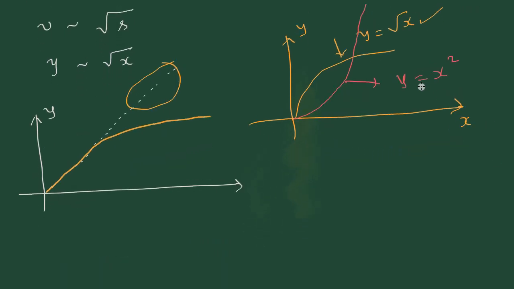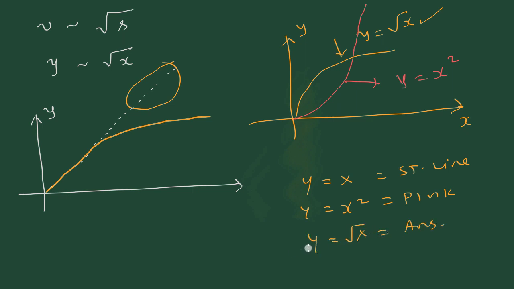Any graph which is looking like a pink color is wrong, and any graph which is looking like a straight line, you cannot have a straight line. So y equal to x is a straight line. So y equal to x square is this kind of pink color. So y equal to root x is our answer. This is our answer. So this is the point that you have to remember.